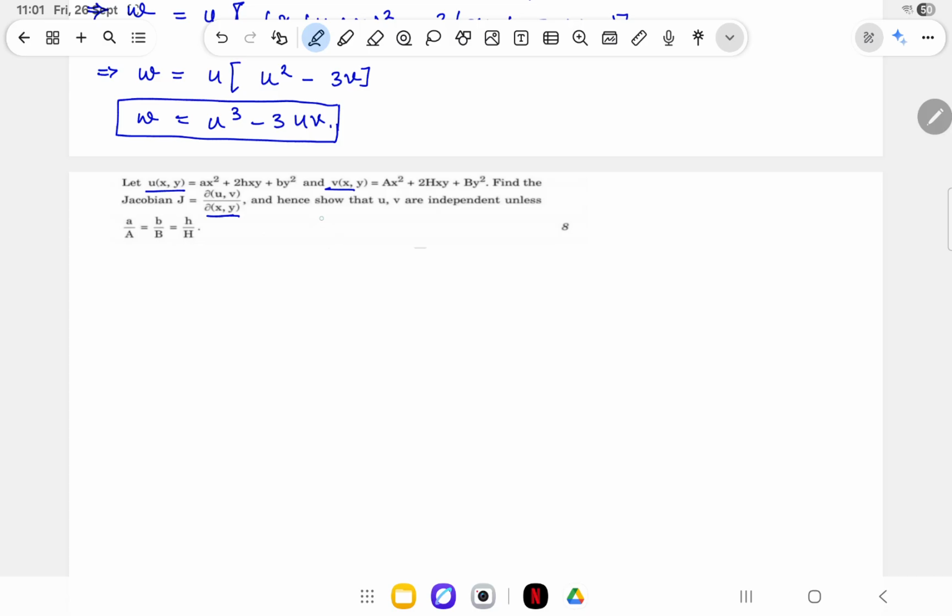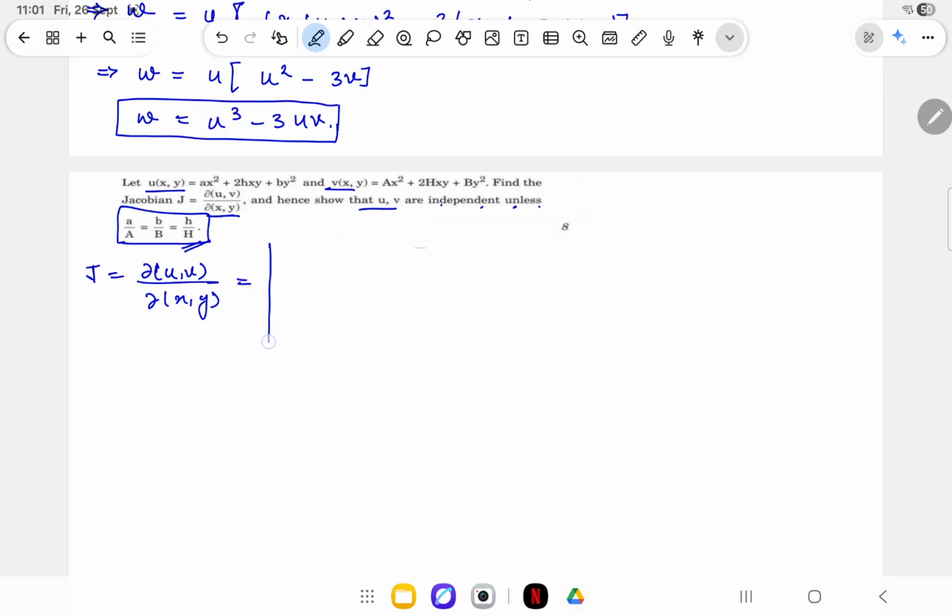And further it asks us to show that u and v are independent unless this relation holds. Like if this relation holds, then they are dependent, otherwise they are independent. So first let us find out the Jacobian, then only we'll be able to comment upon its dependence or independence. So let's find out the Jacobian, that is del(u, v) with respect to (x, y).